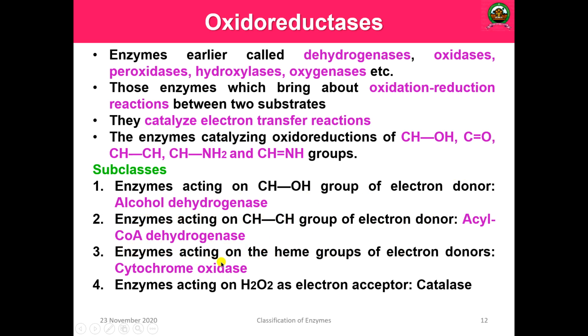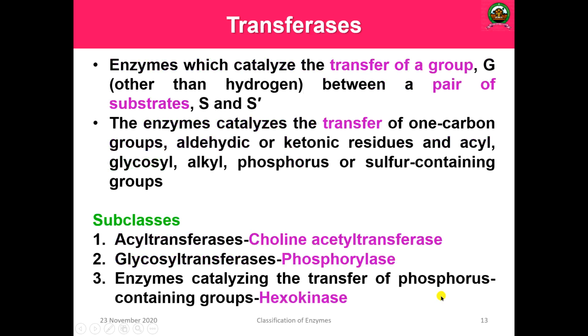Next one is the enzyme acting on the heme group of the electron donor. Example, cytochrome C oxidase. Next one is the enzyme acting on H2O2, hydrogen peroxide, as electron acceptor. The example is known as catalase. Okay, so these are the subclasses, and you should know at least one example of each.